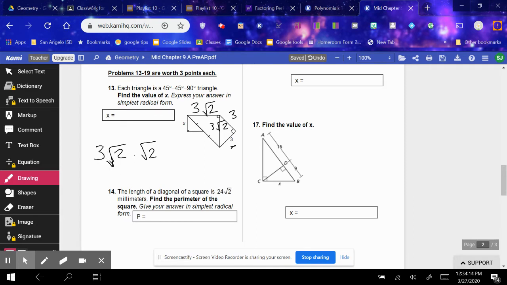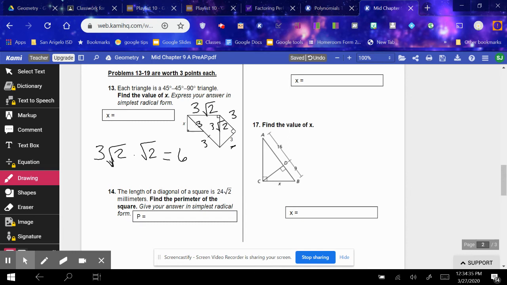Okay, so then we have square root of 2 times the square root of 2 is 2. So this is really 3 times 2, which is 6. But on our hypotenuse here, it tells us with the hash marks that it's cut in even lengths. So this is 3 and this is 3.